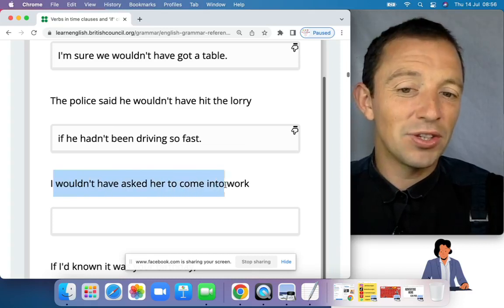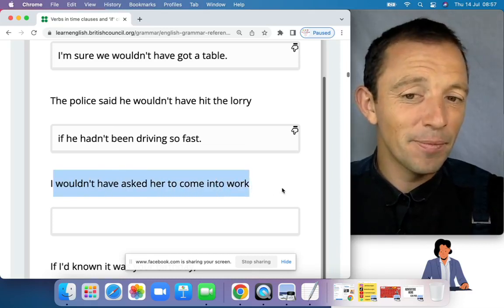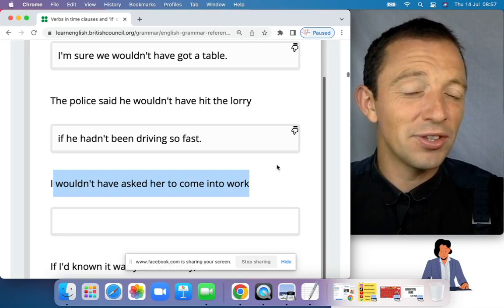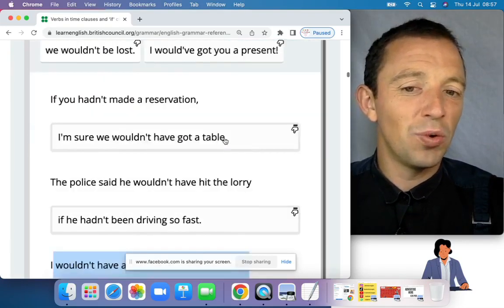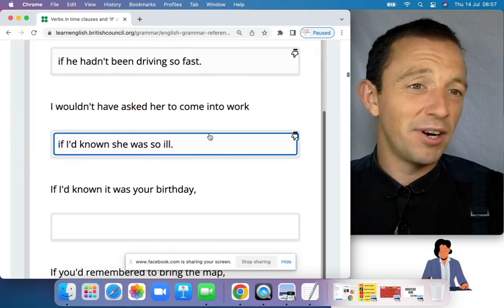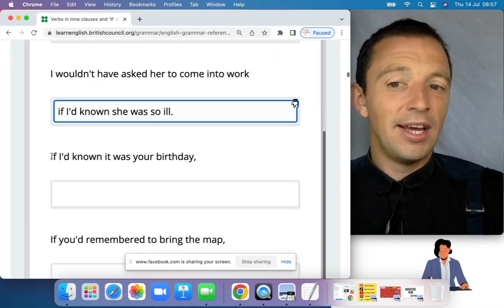I wouldn't have asked her to come into work, hypothetically. That's the main clause. I wouldn't have asked her to come into work if I had known she was so ill. So if I had known she was very sick, I wouldn't have asked her.